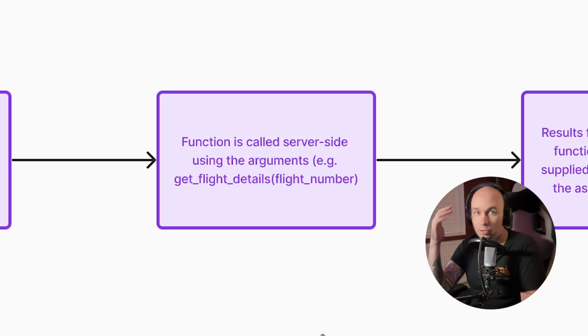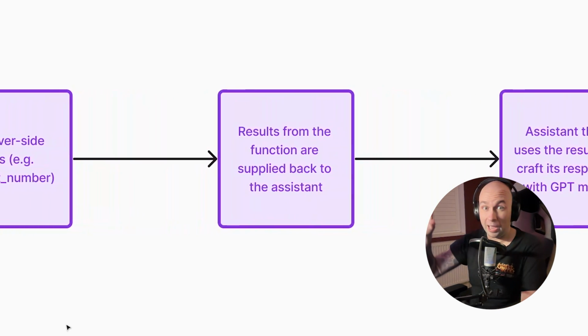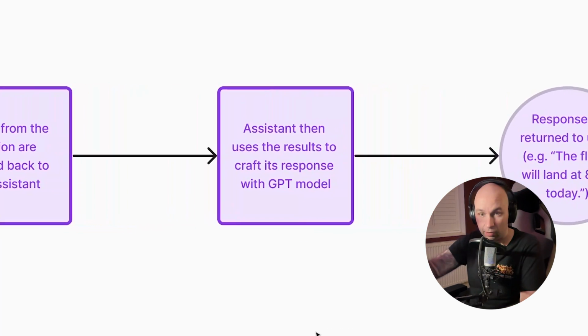That function could be written and hosted by us on a cloud server anywhere. It could literally be written using any language whatsoever. Once that function has been invoked, we can then pass the function's response back to the assistant, where the assistant can then use that data to create a response. Hopefully that gives you a rough idea as to how assistants work, so let's see an example of how it works.